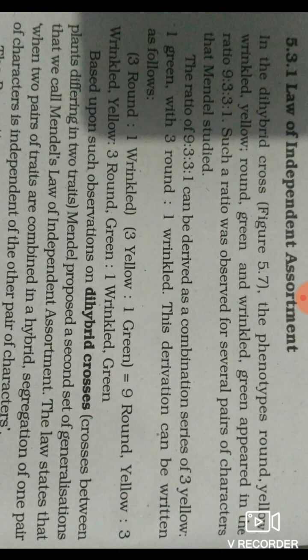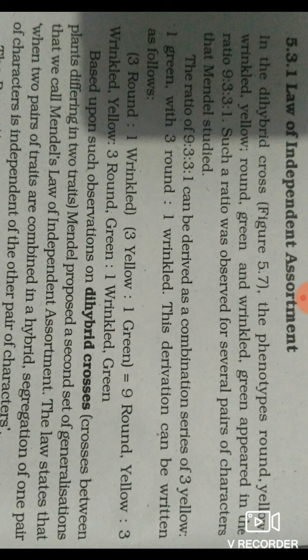This derivation will be written in paired form, that means below: 3 round and 1 wrinkled, 3 yellow and 1 green, and 9 round yellow, 3 wrinkled yellow, 3 round green, 1 wrinkled green.